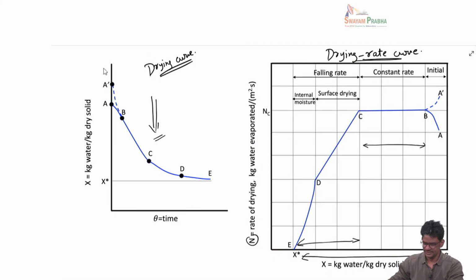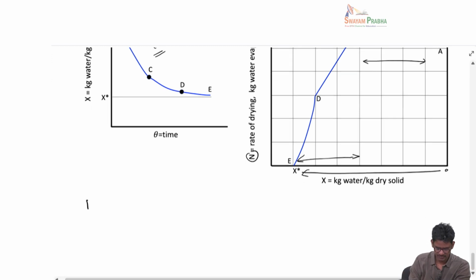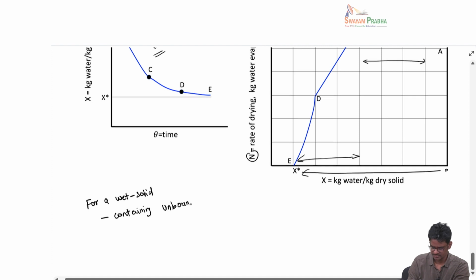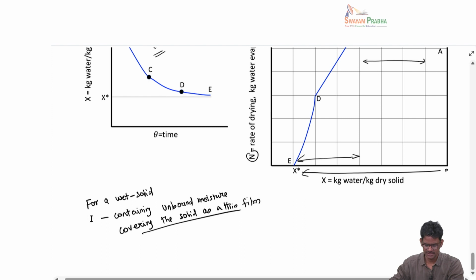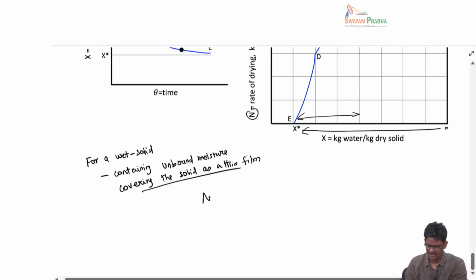Okay, so we will say that for a wet solid containing unbound moisture covering the solid as a thin film, if you write the rate of mass transfer, we can write this as ky times (Ys minus Y).